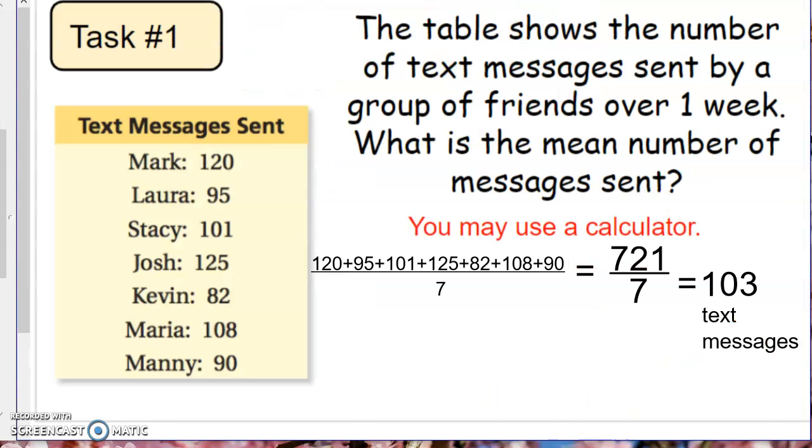All right, task number 1 says, the table shows the number of text messages sent by a group of friends over 1 week. What is the mean number of messages sent?